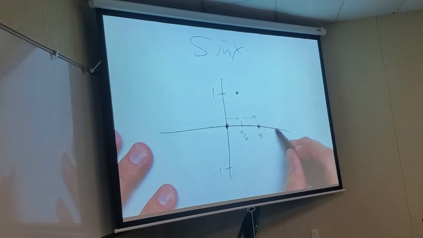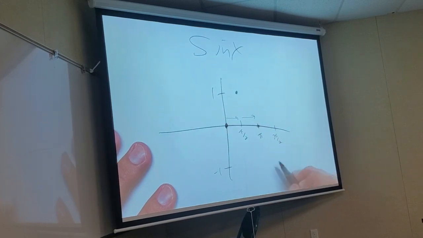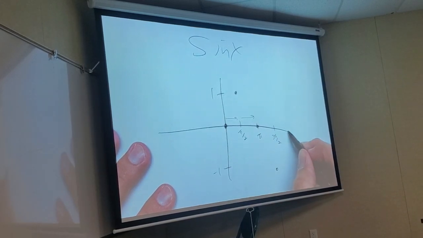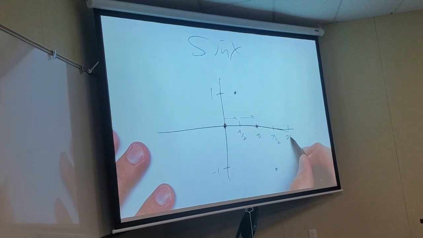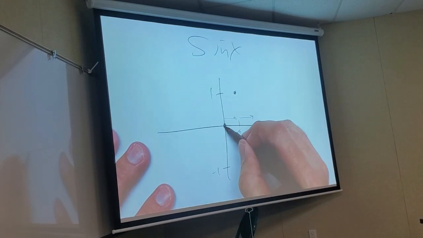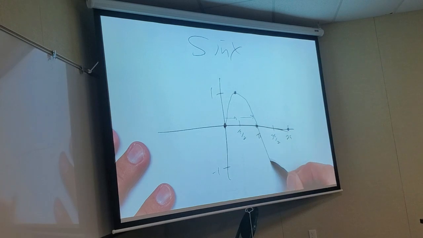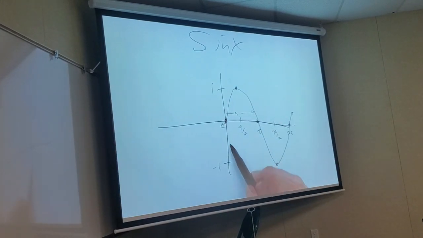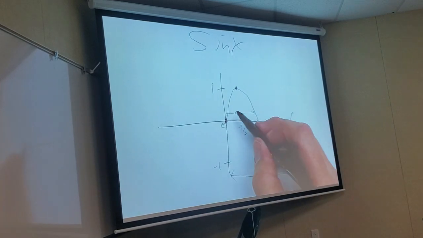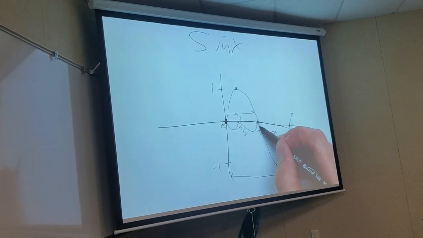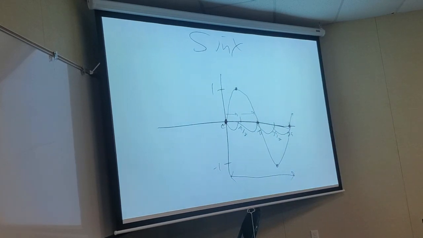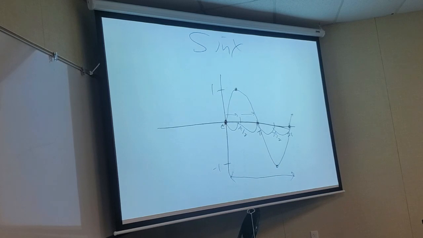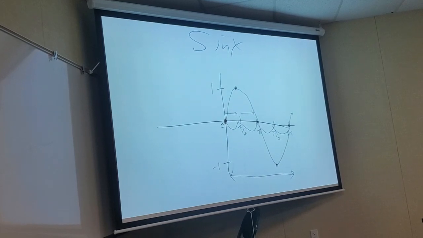Where does it hit negative 1? 3 pi over 2. Where does it hit 0 again? 2 pi. All right, there's a picture. It's 2 pi, so again, a complete period is right there. And I chop it into 1, 2, 3, 4 parts just to catch where its extreme values are.